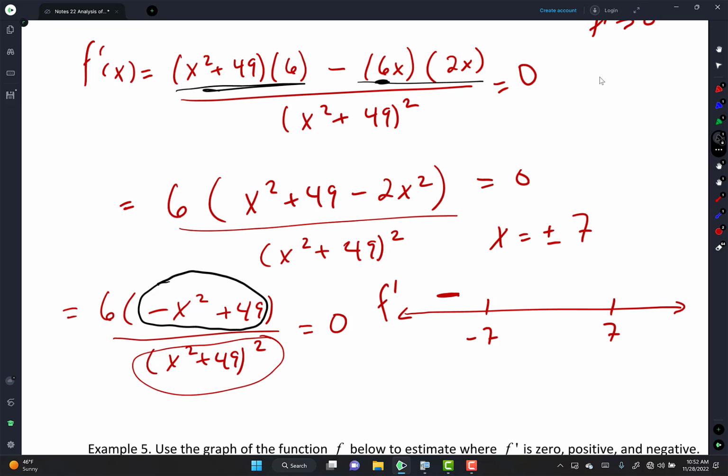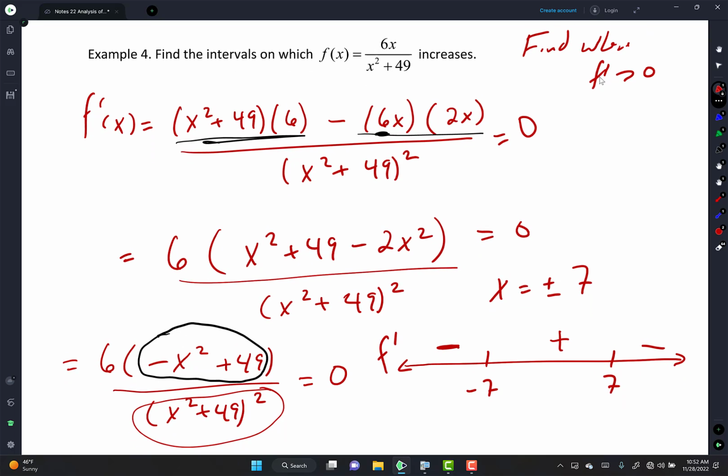Okay, then I put a number between negative 7 and 7. Any number. What's the easiest one? 0. So if I plug in a 0, I get a positive. Give me a number bigger than 7. 8, 9, 10. Negative. Cool or not cool?